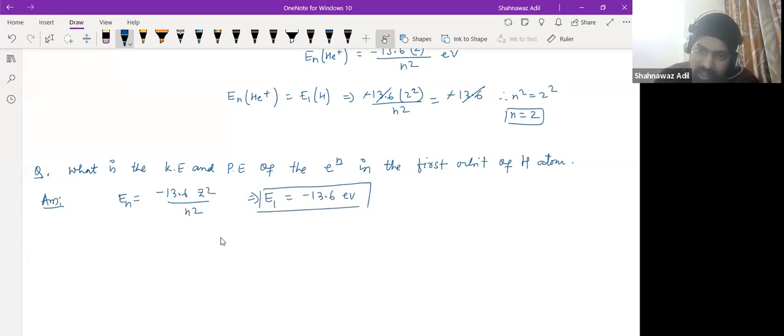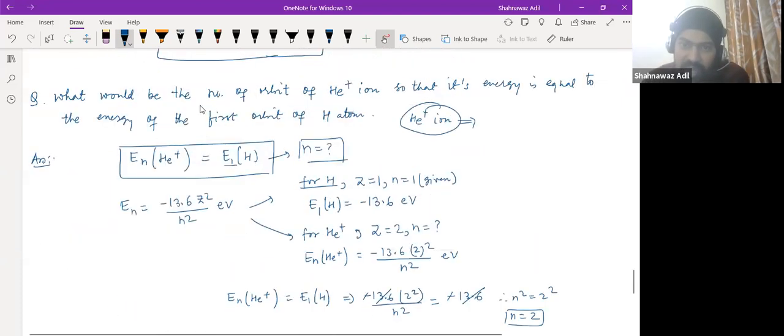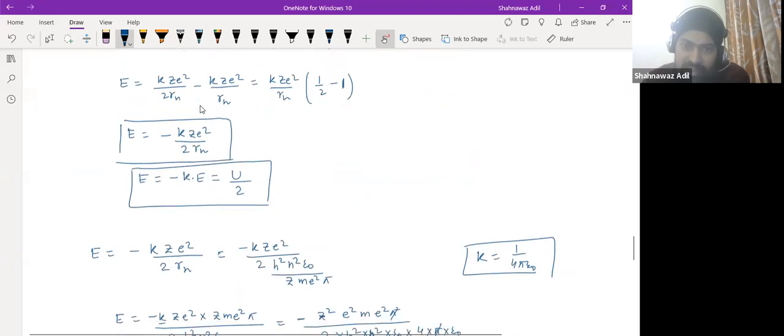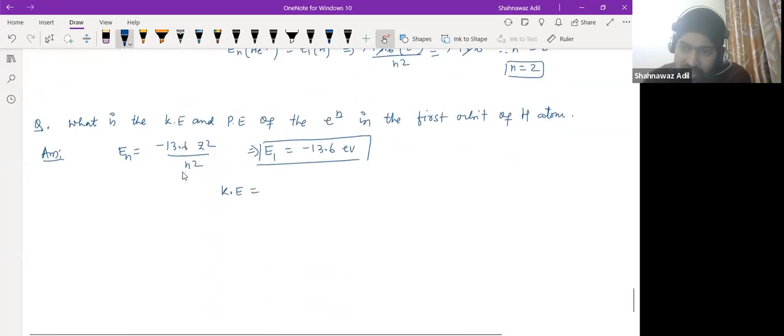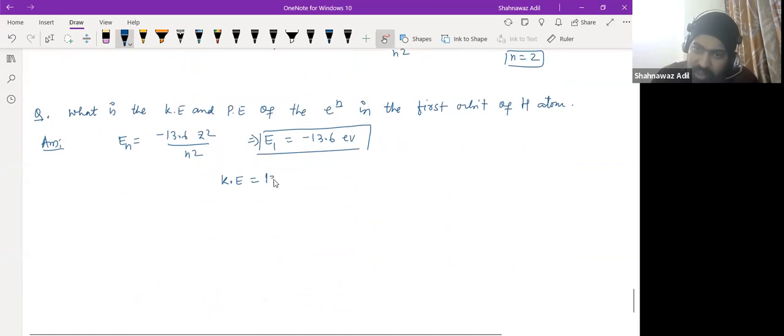Then what would be the kinetic energy, guys? What would be the kinetic energy? Minus kZe square by 2Rn. Oh, so forget about that. We now directly know the result. We just have to use the final result. So kinetic energy is minus of the total energy, right? We just take the negative sign of energy. So kinetic energy would be simply 13.6 electron volts, right?